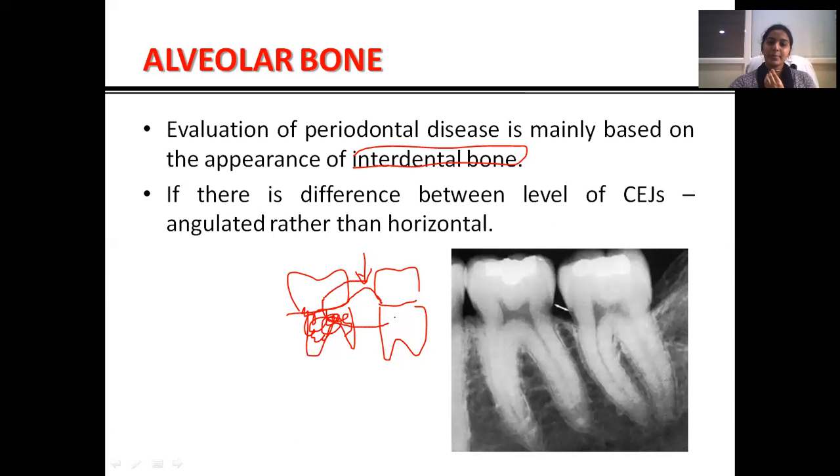Okay. Next, if suppose there is difference in between the levels of CEJ, the alveolar crest appears angulated. See in this picture, if suppose these CEJs are at the same level, then obviously the alveolar crest will also be parallel to the line connecting CEJs. So these CEJs are at different levels. You can see in this picture, then obviously this alveolar crest is angulated. Okay, does not appear flat.